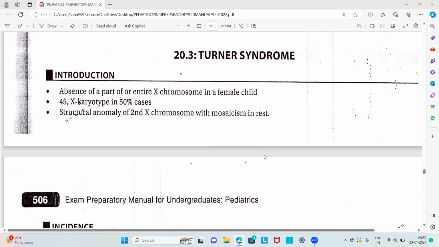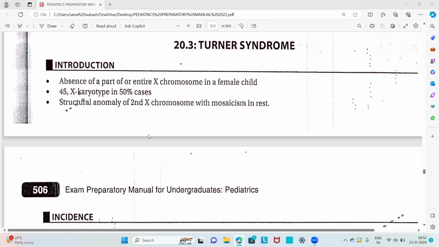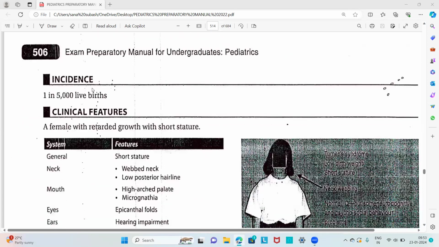Then we go to Turner syndrome. This is a chromosomal abnormality. The absence of a part of or the entire X chromosome in a female child is called Turner syndrome. The karyotype is 45,X0 in 50% of cases. A structural anomaly of the second X chromosome with mosaicism in the rest is the chromosomal anomaly of Turner syndrome. The incidence is 1 in 5,000 live births.